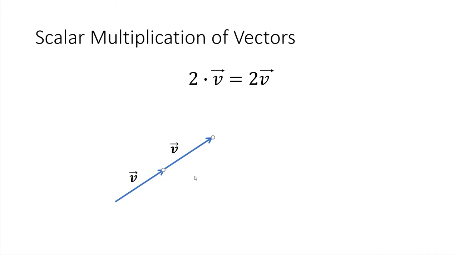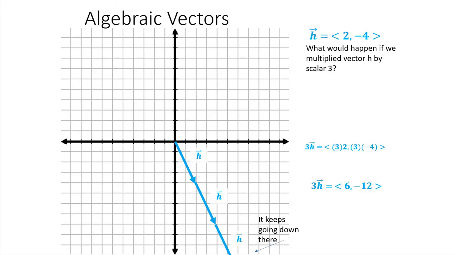But if I wanted to say what is vector v plus vector v, this is how we add vectors, tip to tail, right? So vector v plus vector v is the same thing as 2 vector v, just like if you had x plus x, that's just 2x. So scalar multiplication essentially just means we're multiplying the vector by 2. So it's 2 times as far in the x, 2 times as far in the y.